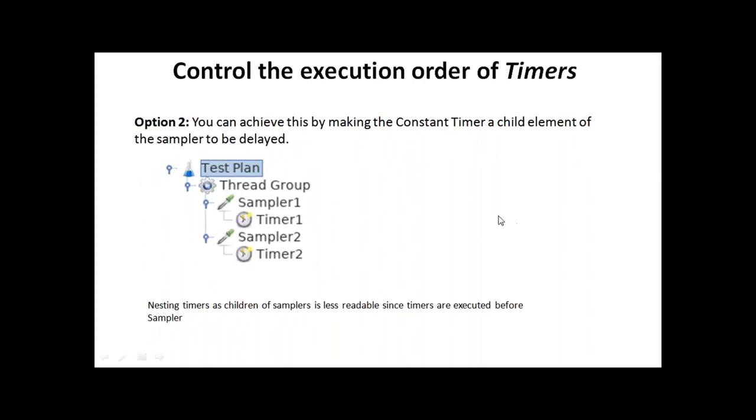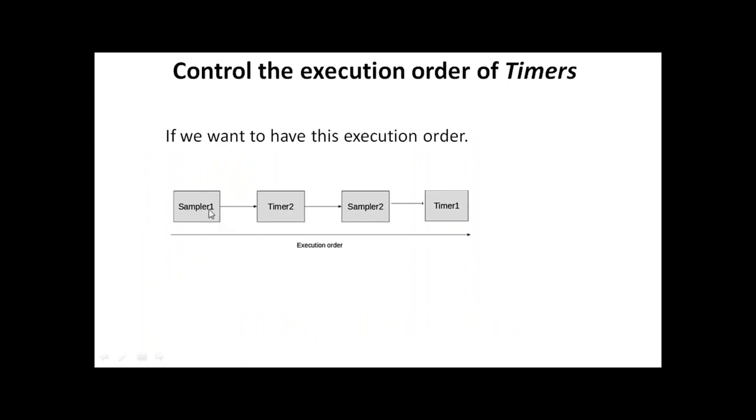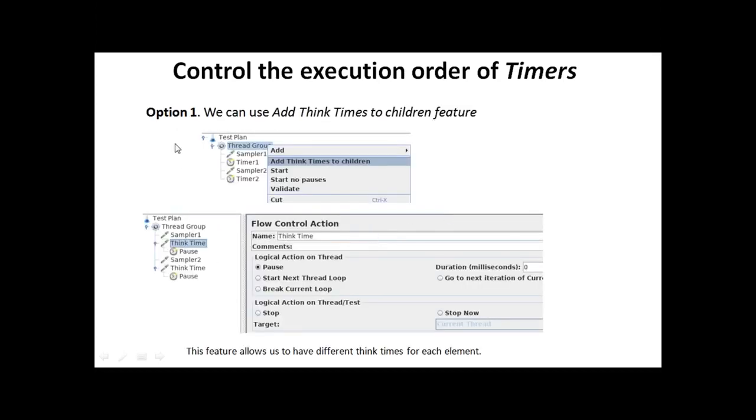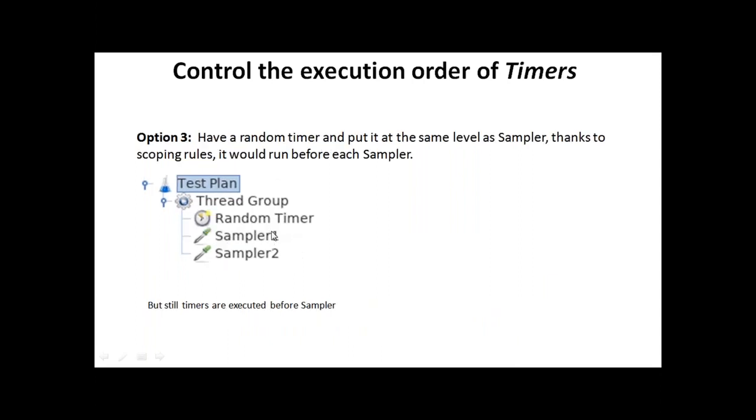You can go with option 2, wherein you add the timers inside the sampler, or you go with option 1, wherein you add the flow control action with the timers inside the flow control action. So what are the options? These options 1, 2, 3 to have the sampler timer. If you want to achieve this, you can go with any of these 3 options. Option 1, we're using the flow control action. Option 2, inside the sampler you have the timers. Or option 3, you have only one timer on the thread group level, then you have the samplers.